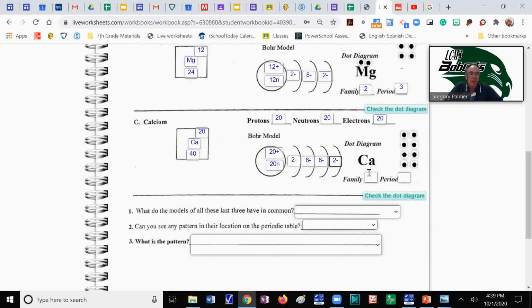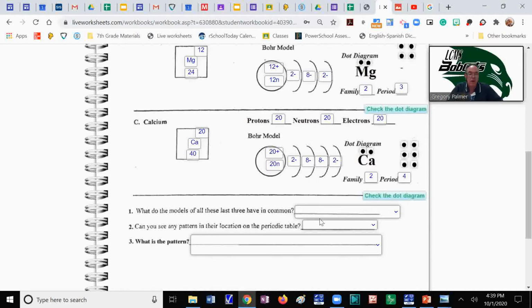We have 2 valence electrons here, so that tells us it's in family 2. We have 4 energy levels, so that tells us it's on period 4. And in our diagram, we have 2 dots to represent these 2 valence electrons.